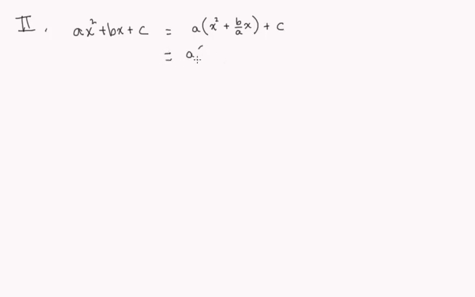Next, in an effort to complete the square in this quantity here, I would take half of the b over a, and square it. So I would have x squared plus b over a x plus b over 2a quantity squared, but in order to maintain equality, I would need a b over 2a squared here plus c.